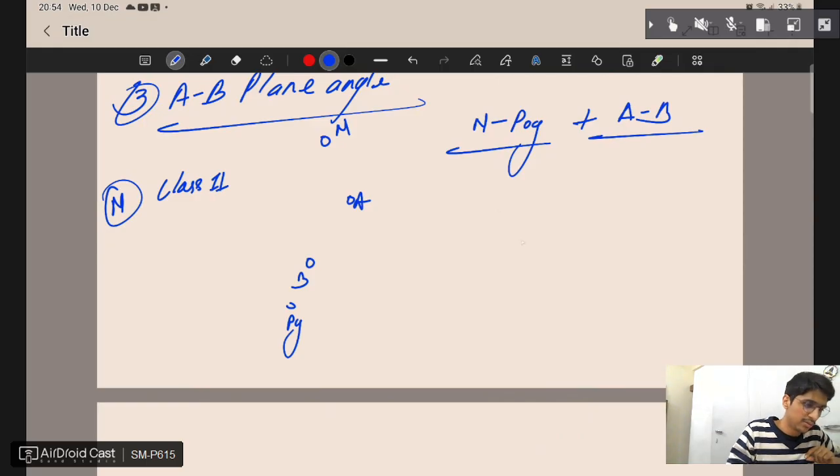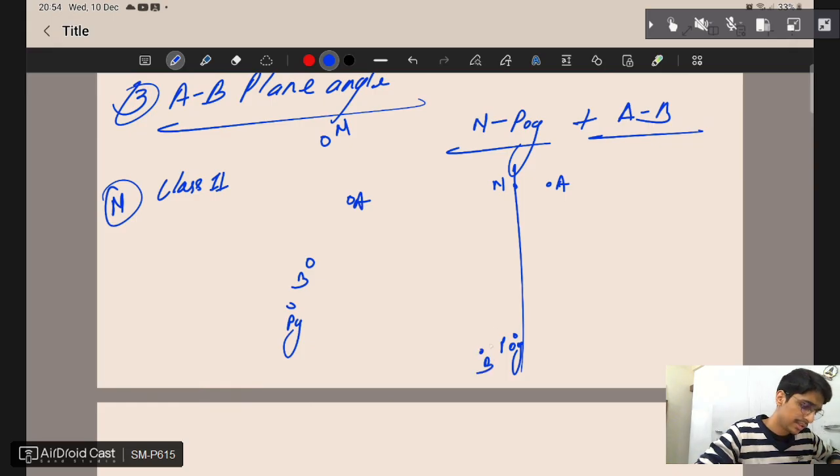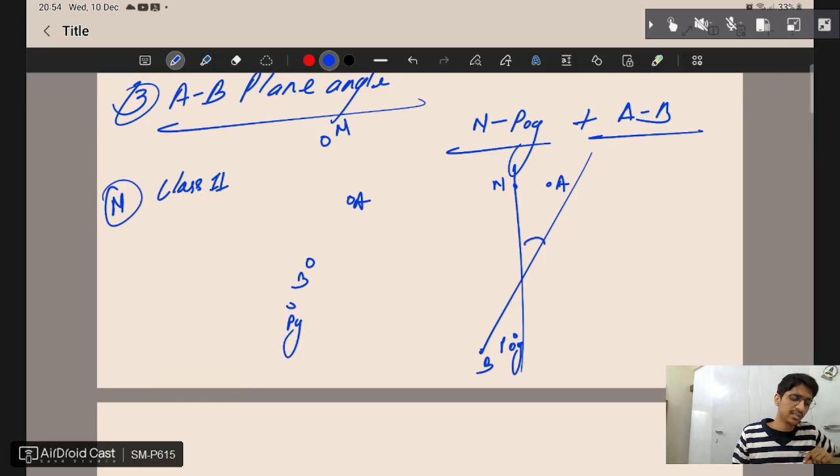So now just draw an NPOG straight line, like this, and along with that, AB. This is point A, this is point B, like this. So this value is basically our AB plane angle.